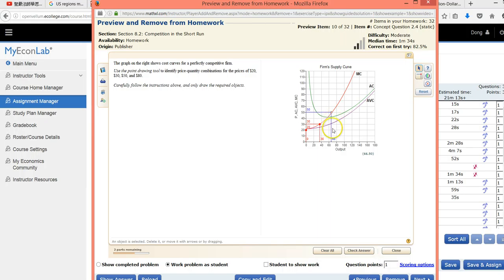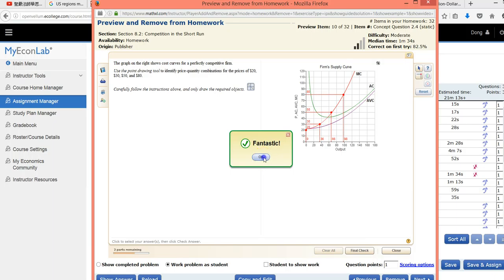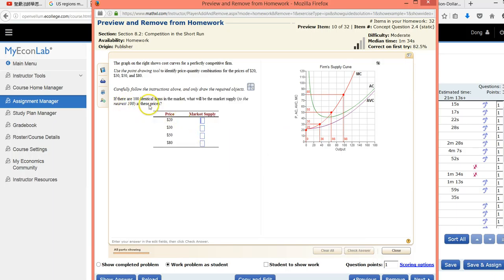So the quantity is 66, and finally the price is $80, and we fix the price at 80 and move this horizontally until it intersects with the marginal cost curve. So it's 80 and 98. So let's check our first part. Fantastic.